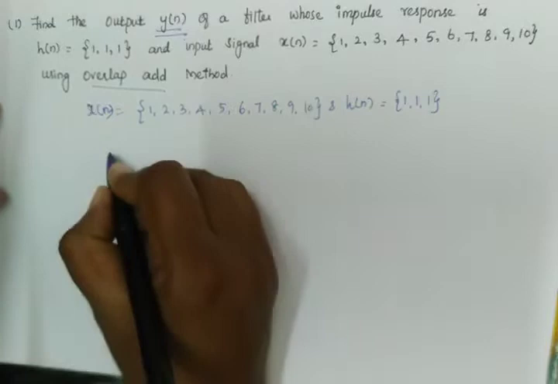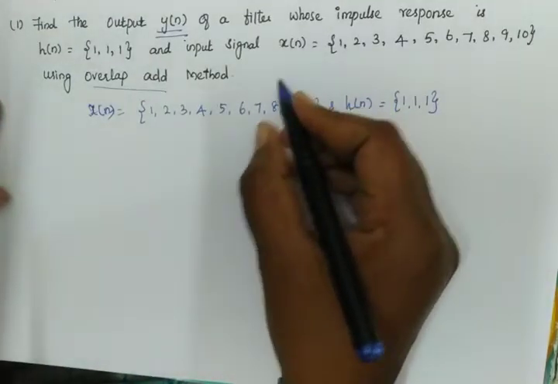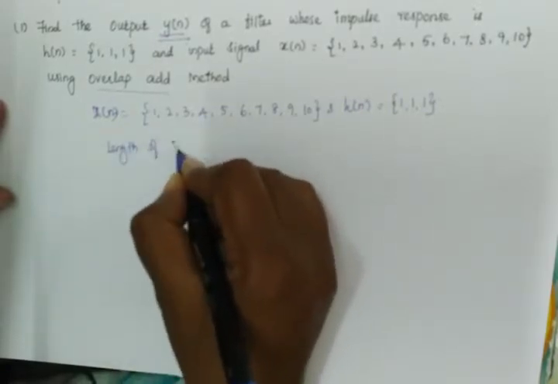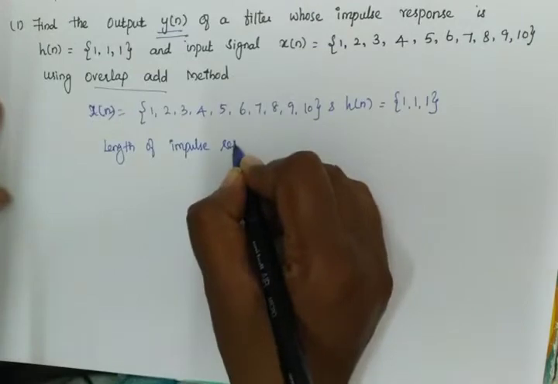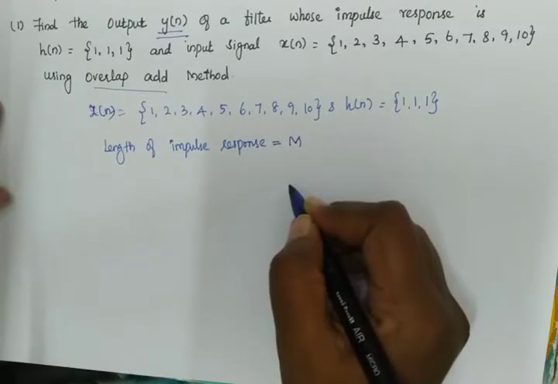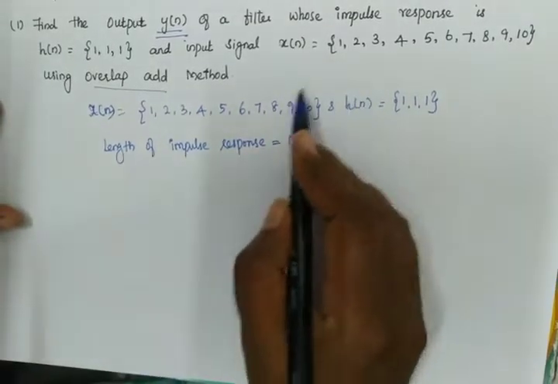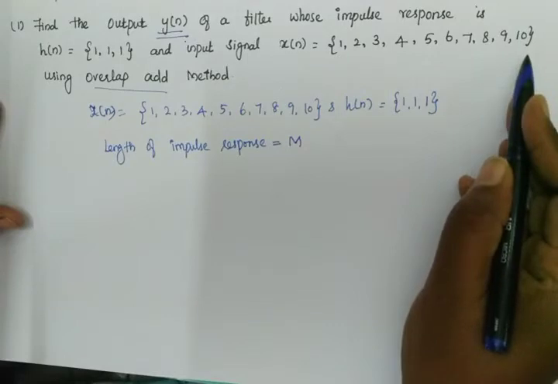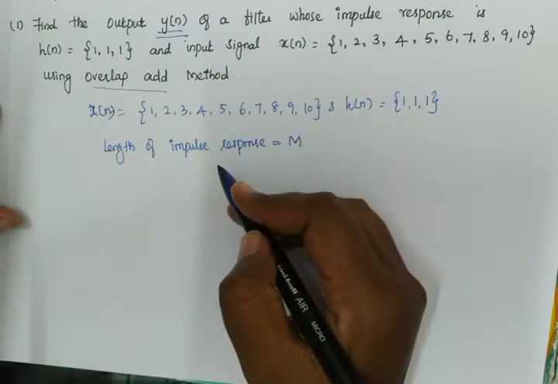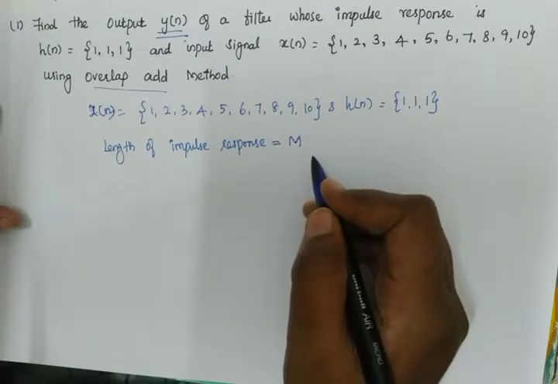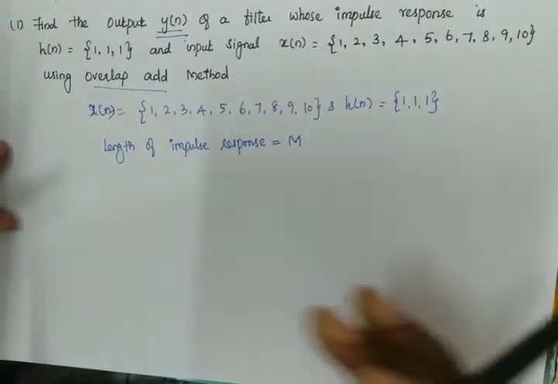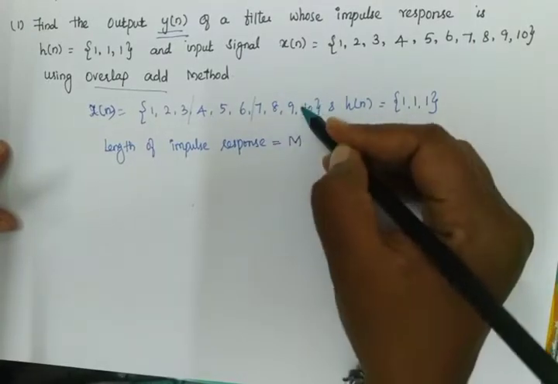Let us take the length of this impulse response. So the length of the impulse response is m. The next one is, here we have a sequence, 1, 2, 3, 4, 5, 6, 7, 8, 9, 10. This sequence should be divided into blocks of data having length L. Now, how can we split this? We can split into 3, 3, 3.